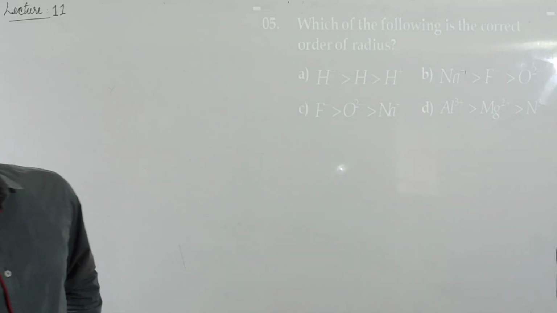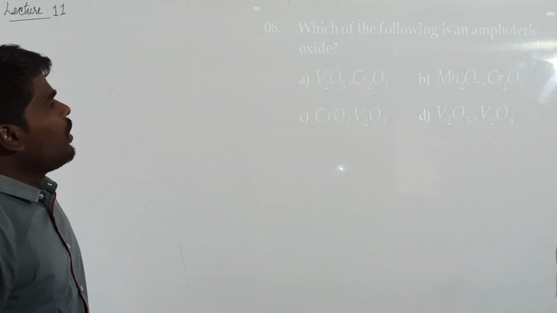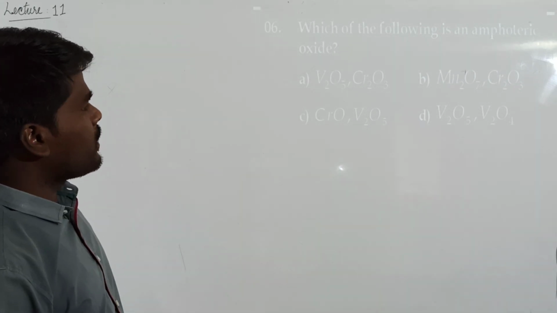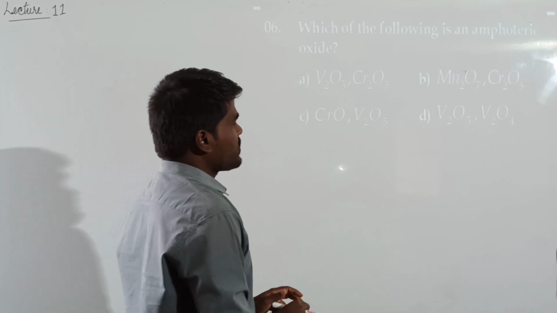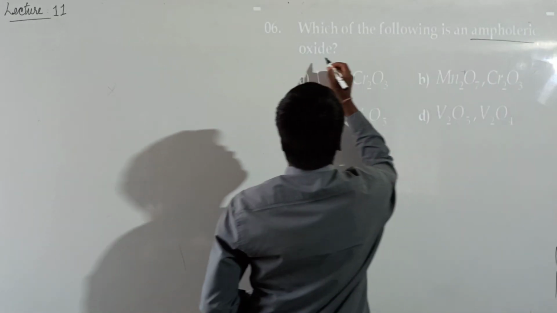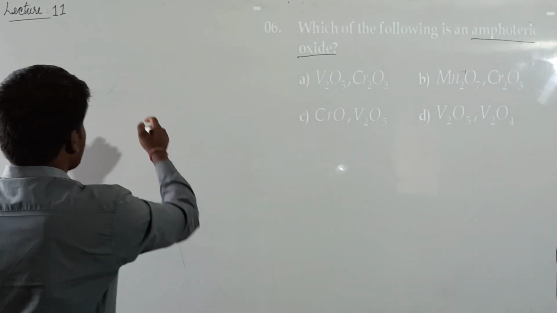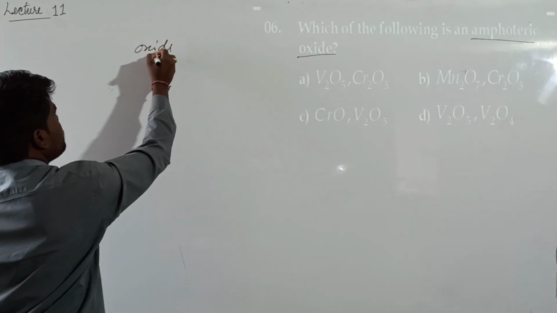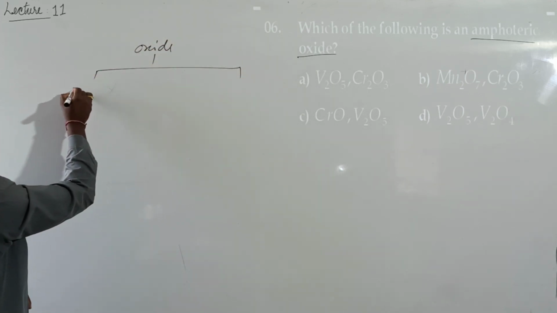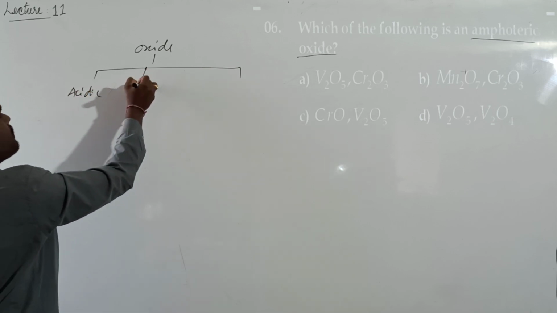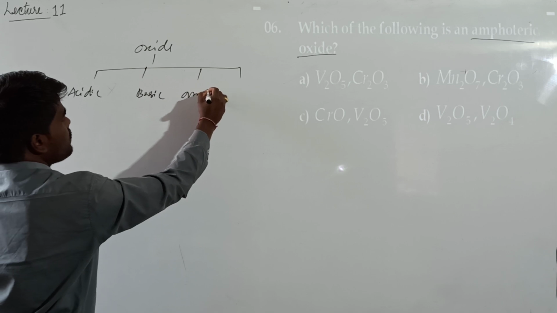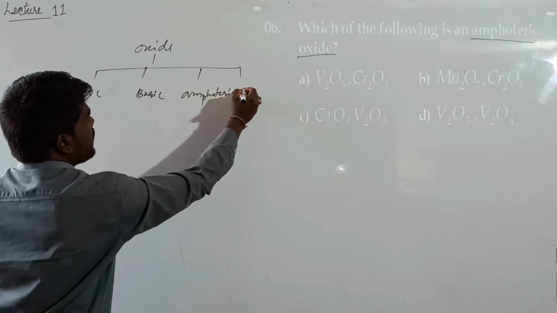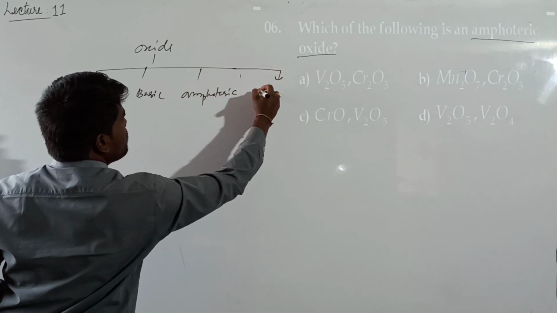Here comes our next question. Which of the following are amphoteric oxides? First of all, you need to know what is meant by amphoteric oxides. Generally, oxides are classified into several types: an oxide can be acidic, basic, amphoteric, and neutral.